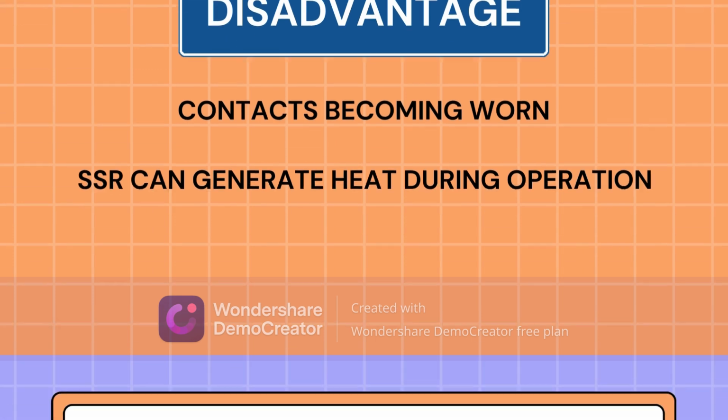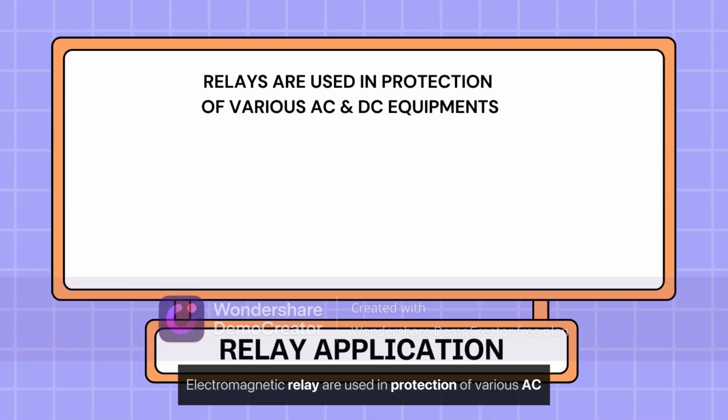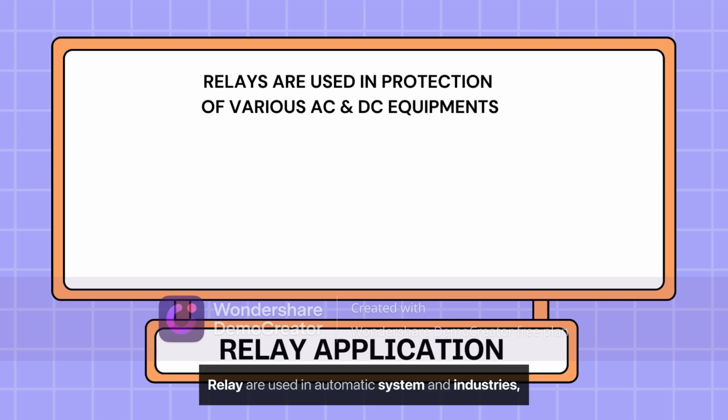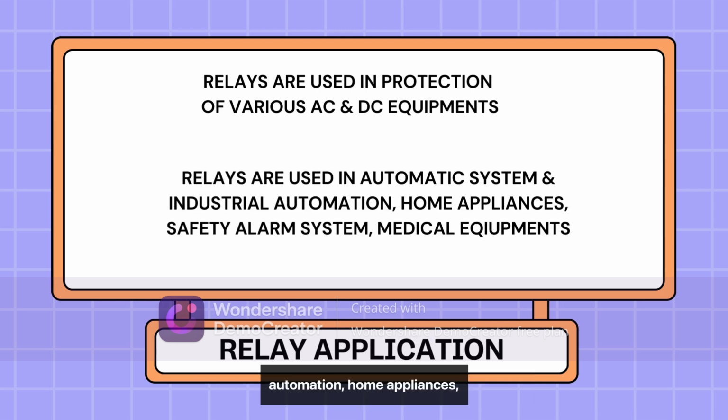Relay applications. Electromagnetic relays are used in protection of various AC and DC equipment. Relays are used in automatic systems and industrial automation, home appliances, safety alarm systems, and medical equipment also.